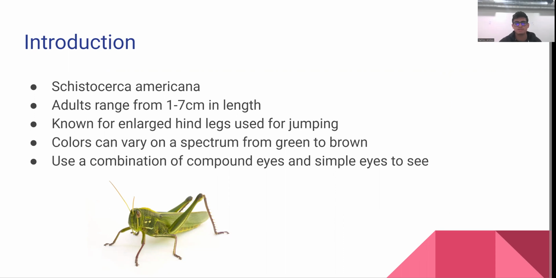They have, in order to see, a set of compound eyes to detect shapes, and then a set of simple eyes which allow them to detect light.